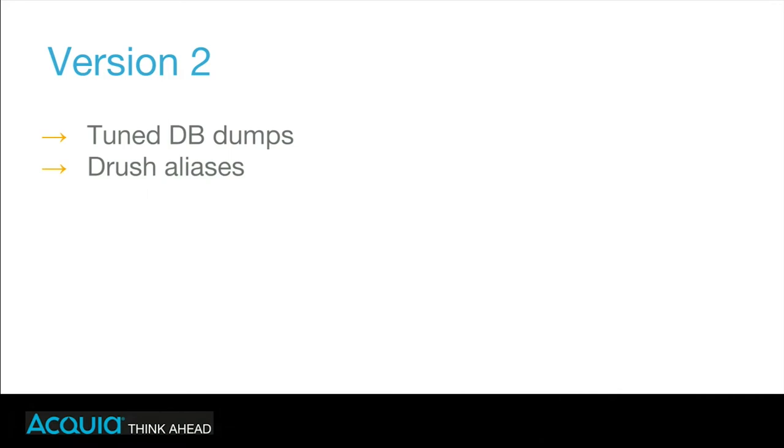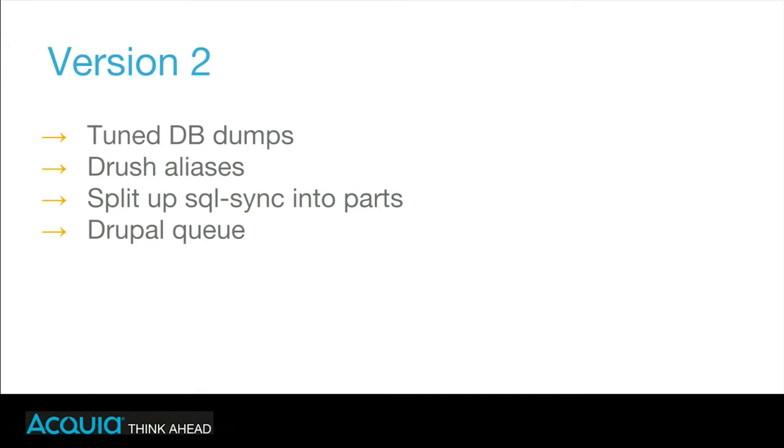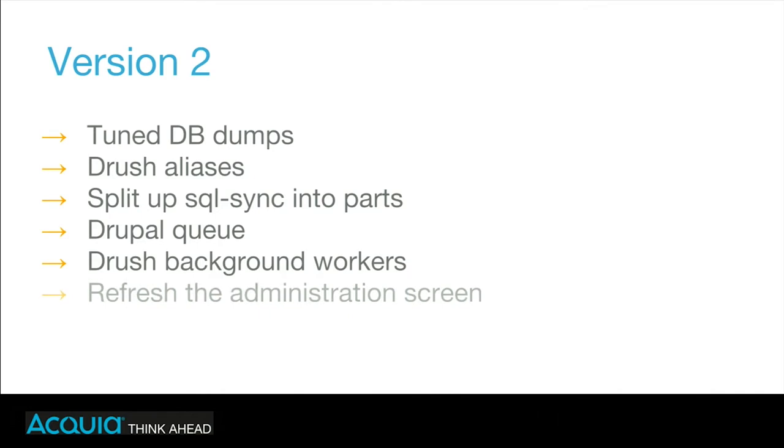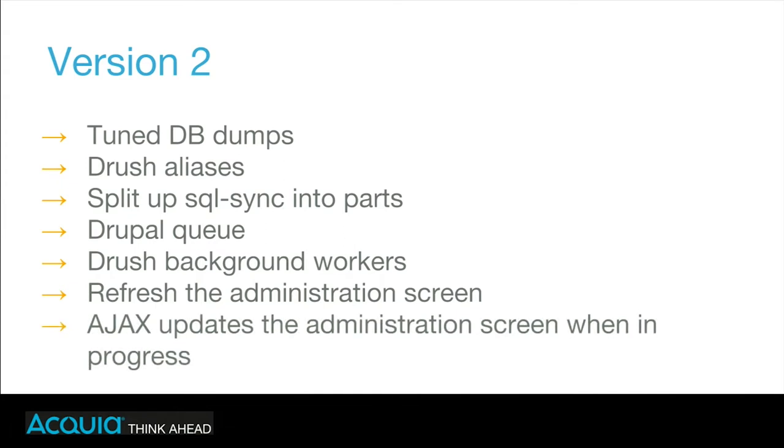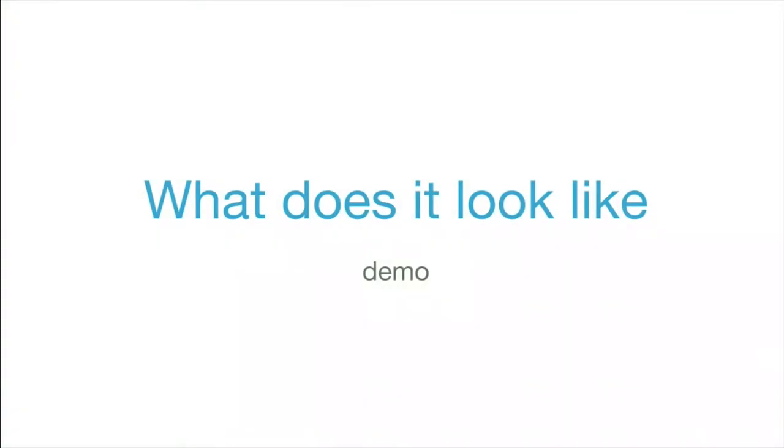The whole thing's built with Drush aliases now, which is pretty neat. I also split up SQL sync into the two corresponding parts, just so you had more visibility on how that process worked. And instead of batch API, we're now using the Drupal queue, which means that we can run Drush in the background to process the queue, so the administration screen is no longer blocking, and anyone can view the administration screen and see what the current progress is. And for fun, the administration screen will also update via AJAX, because why not?